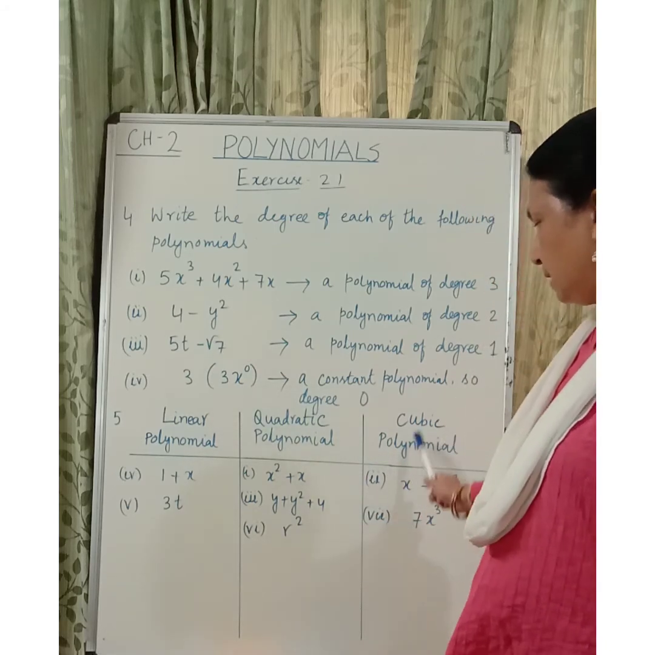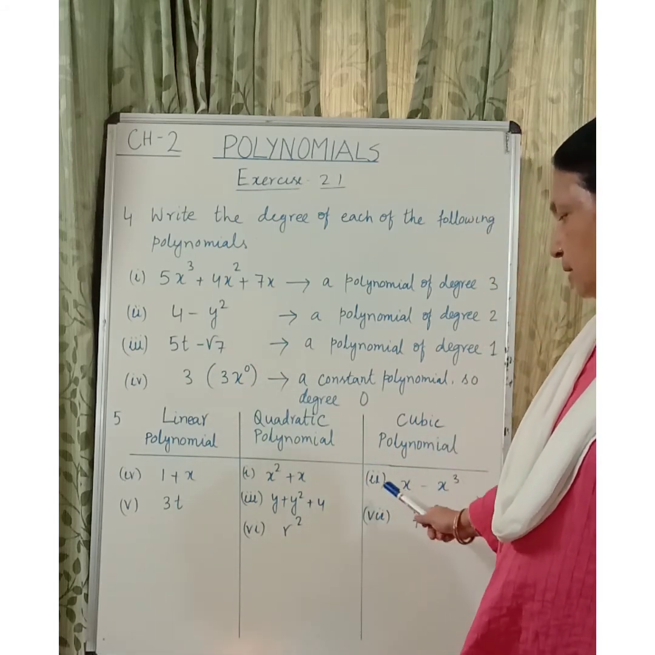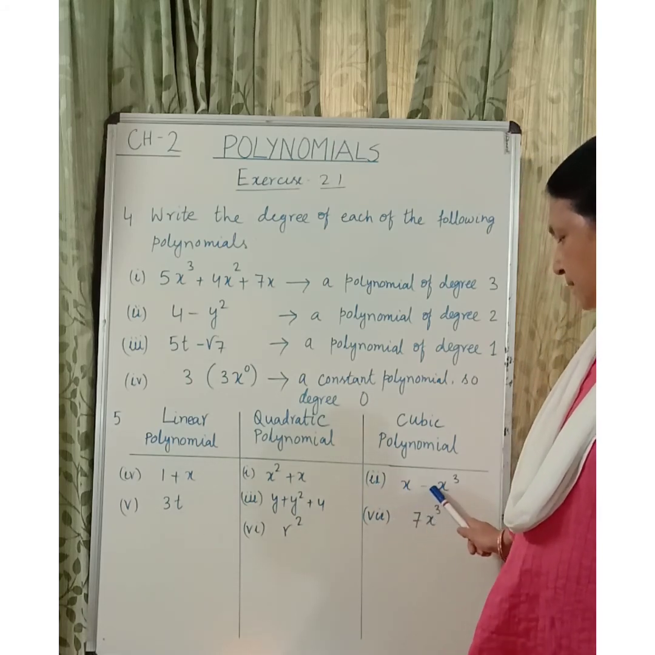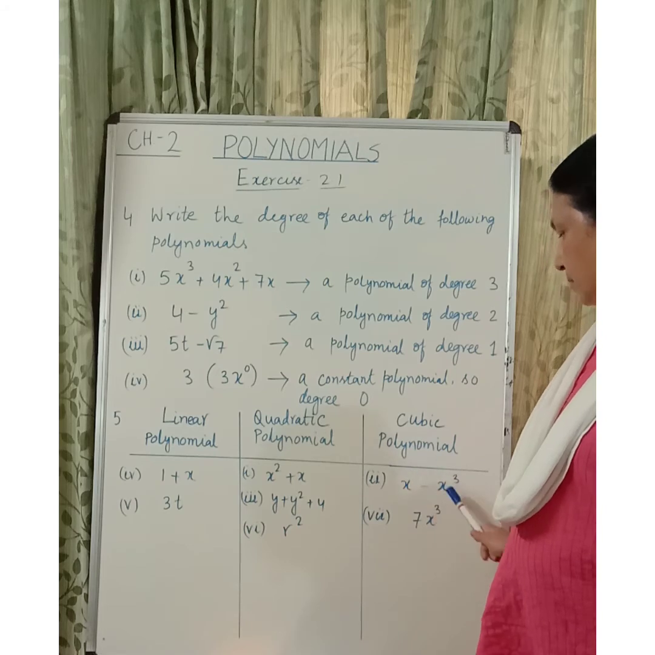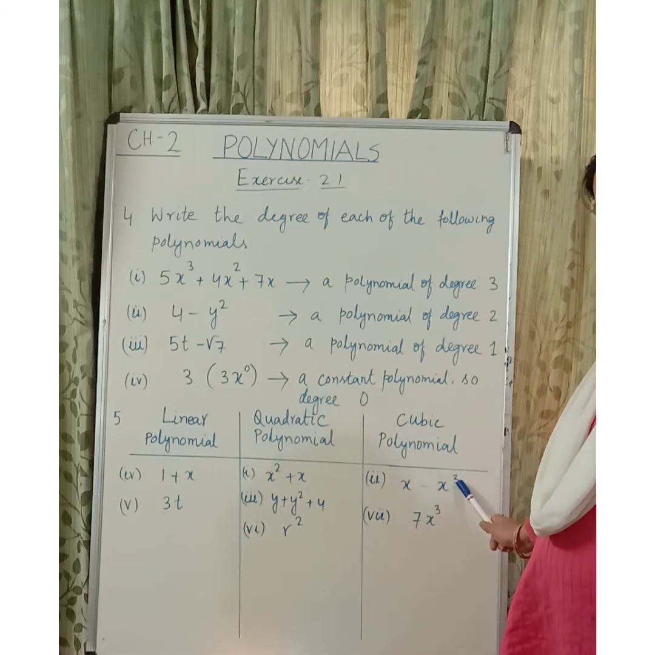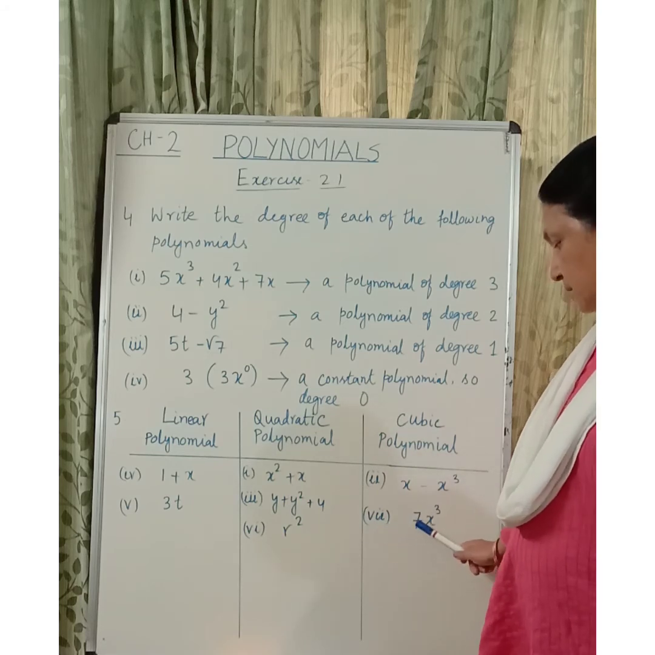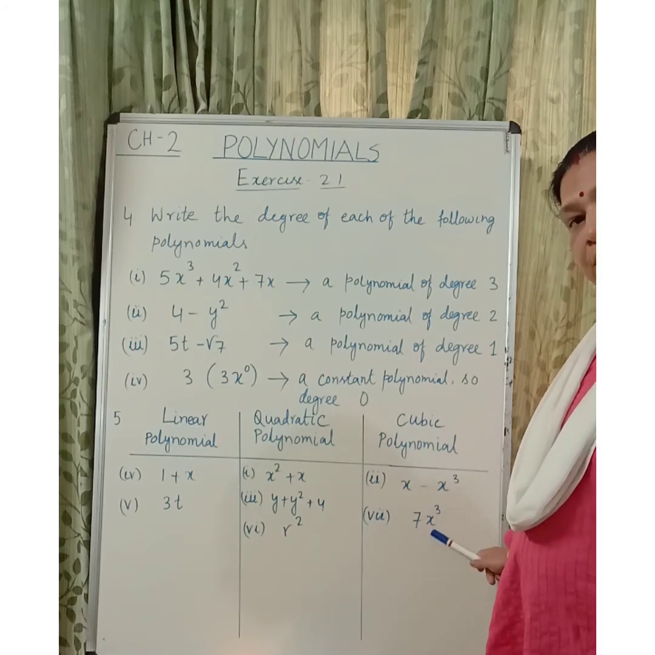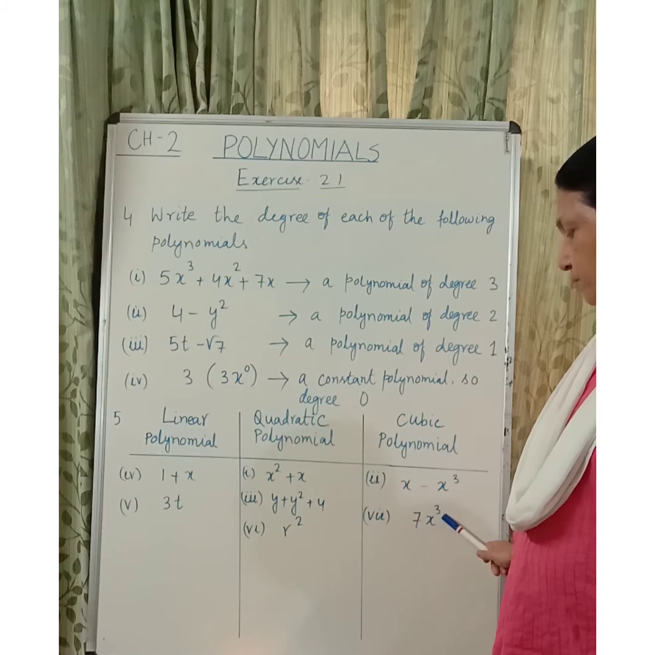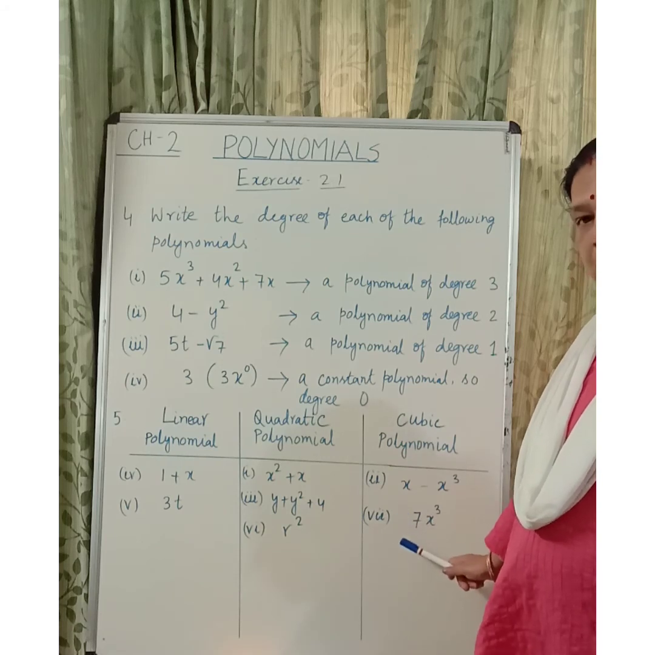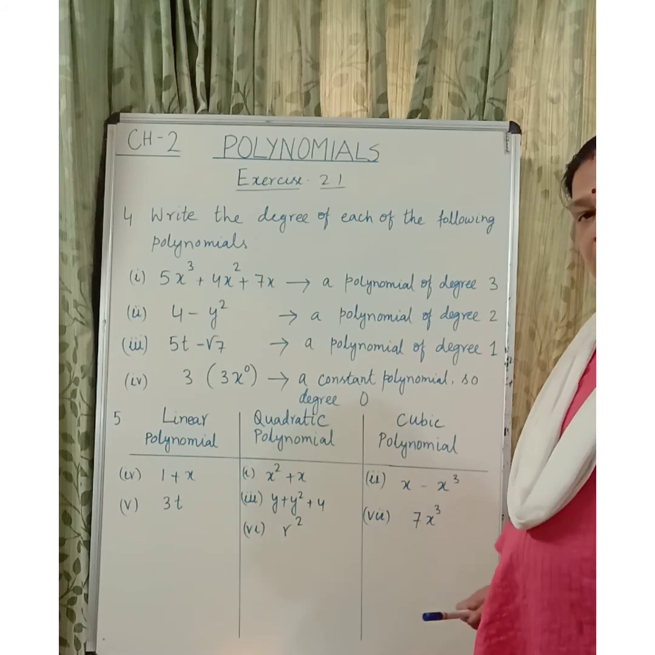And the last type of polynomials, you can see the second part, x minus x cube. The degree of the polynomial, the highest degree is 3. Now the seventh part, the last part, 7x cube. Degree of this polynomial is 3. So these two are the cubic polynomials, as the degree of the polynomials are 3.